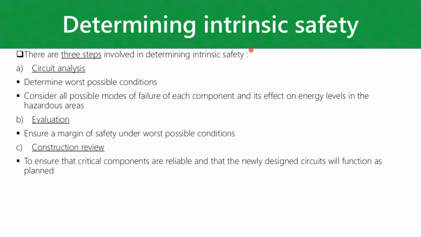Right, so 3 steps in determining intrinsic safety. You do circuit analysis. So essentially what you're going to do is design for or do analysis for the worst possible conditions. And then you will consider all possible modes of failure for each component and what its effect will be on the energy levels within your hazardous areas. Evaluation. So you're going to try and assure a reasonable margin of safety under your worst possible conditions.